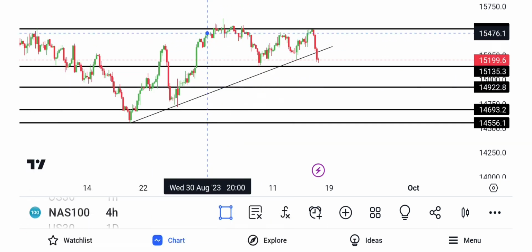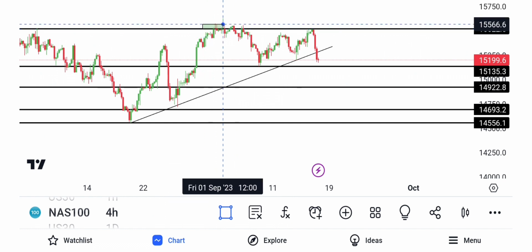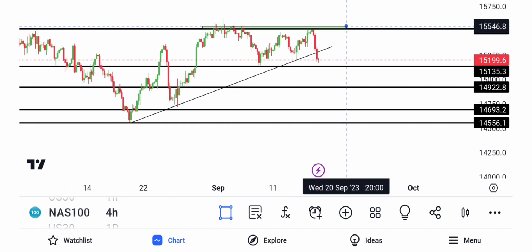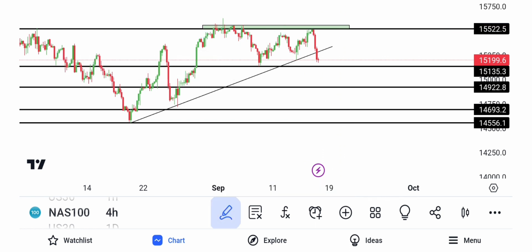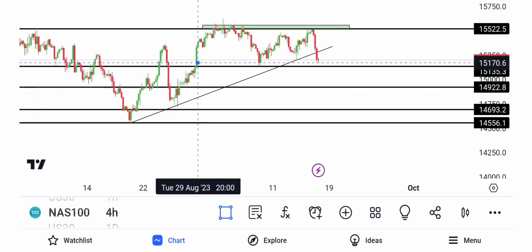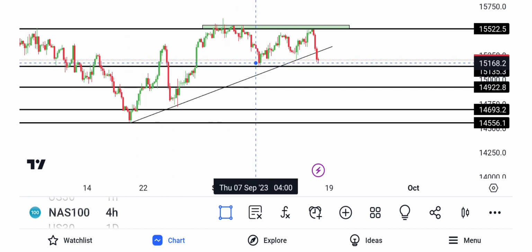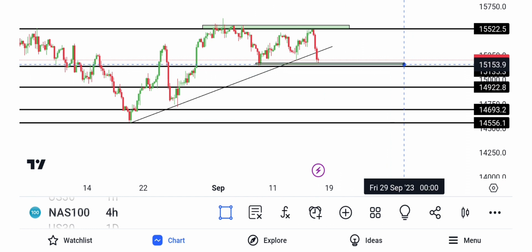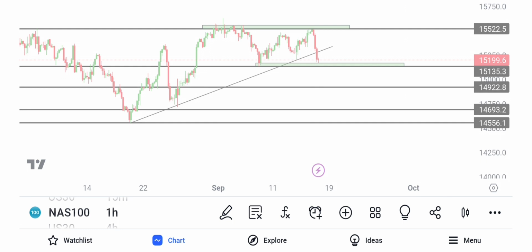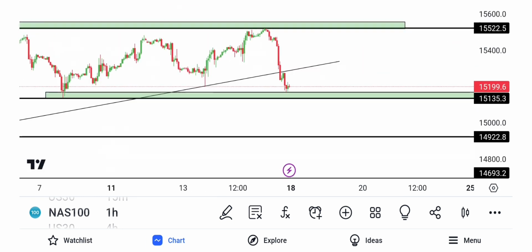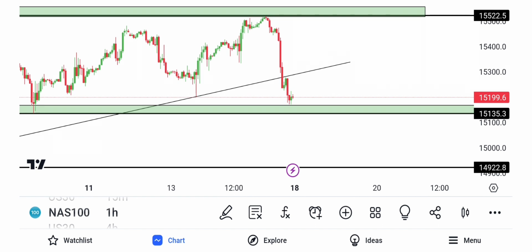So let me just outline the resistance, and then we see what we're dealing with, right? So here we have a kind of like a resistance, right? So once we have this resistance, we can see that we also do have a kind of a support here, that the market can actually range in between, support and resistance, right? So now let's see where the market could actually start giving us our trading opportunities.